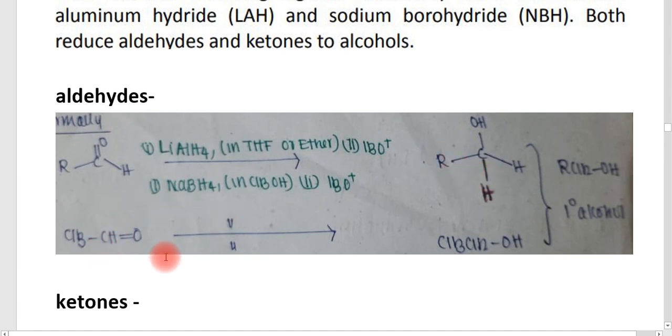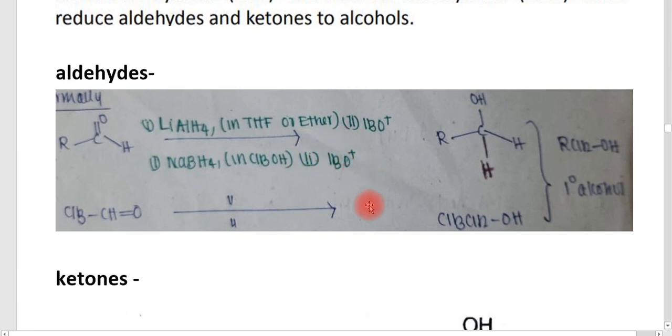Here also one example is given. This is acetaldehyde converting into CH3CH2OH. It is a primary alcohol in the presence of lithium aluminum hydride, and it is also converted into alcohol in the presence of sodium borohydride, in presence of ethanol. After that it undergoes hydrolysis.